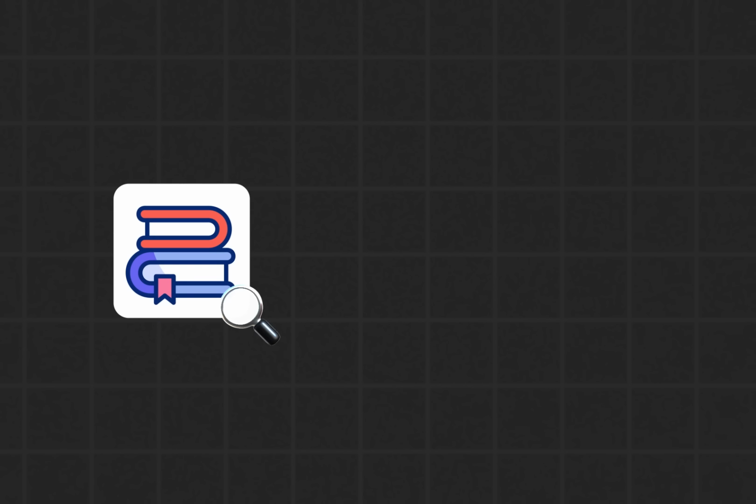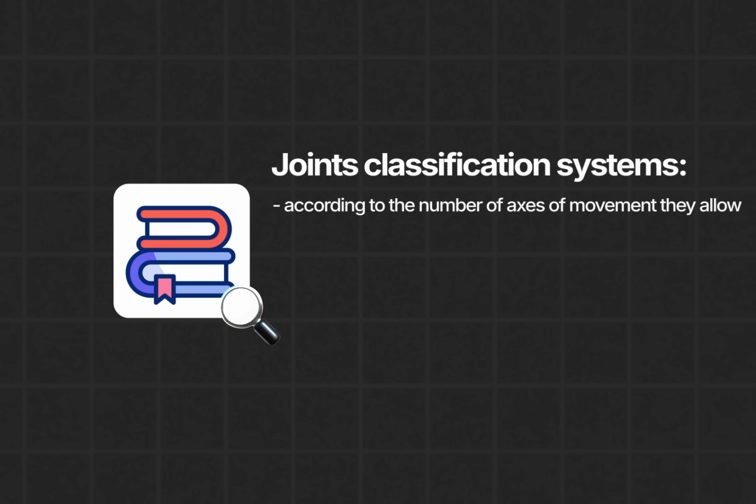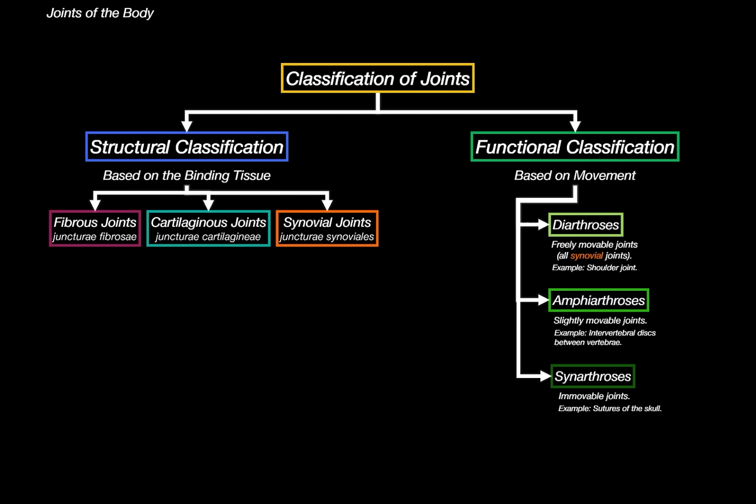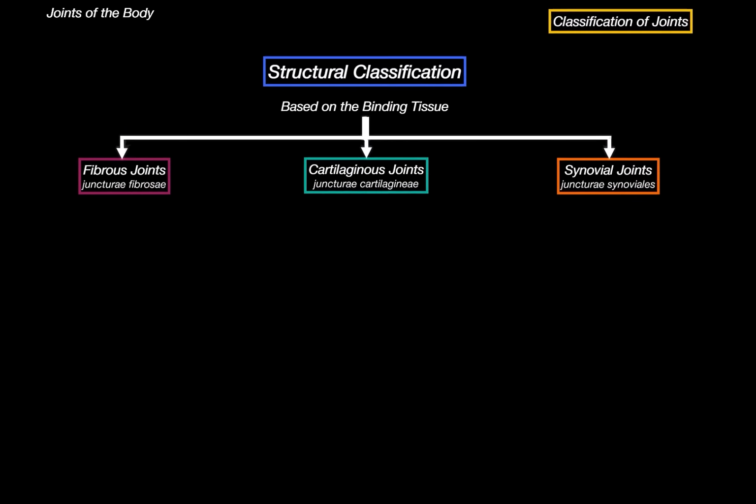Just a side note, I'm not going to talk about them in this video, but depending upon the source you're studying from, joints can also be classified according to the number of axes of movement they allow into non-axial, monoaxial, biaxial, and multi-axial. Another classification system is according to the degree of freedom allowed. Others according to the number and shape of the articulating surfaces, whether flat, concave, convex, and so on. Lots of different classification systems, but in general, if you know this system I'm showing you now, you're good. You will understand everything.